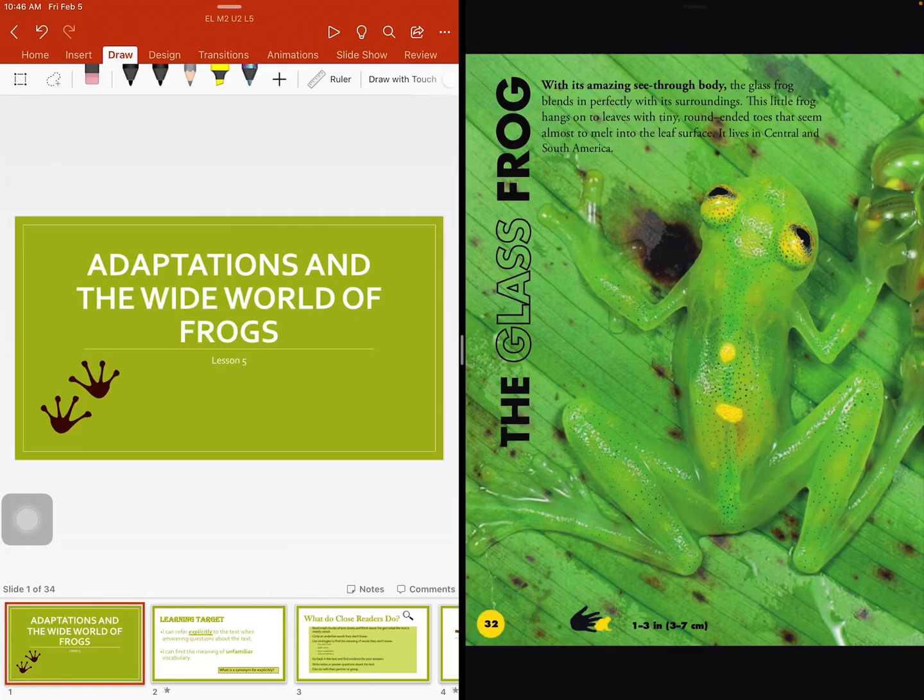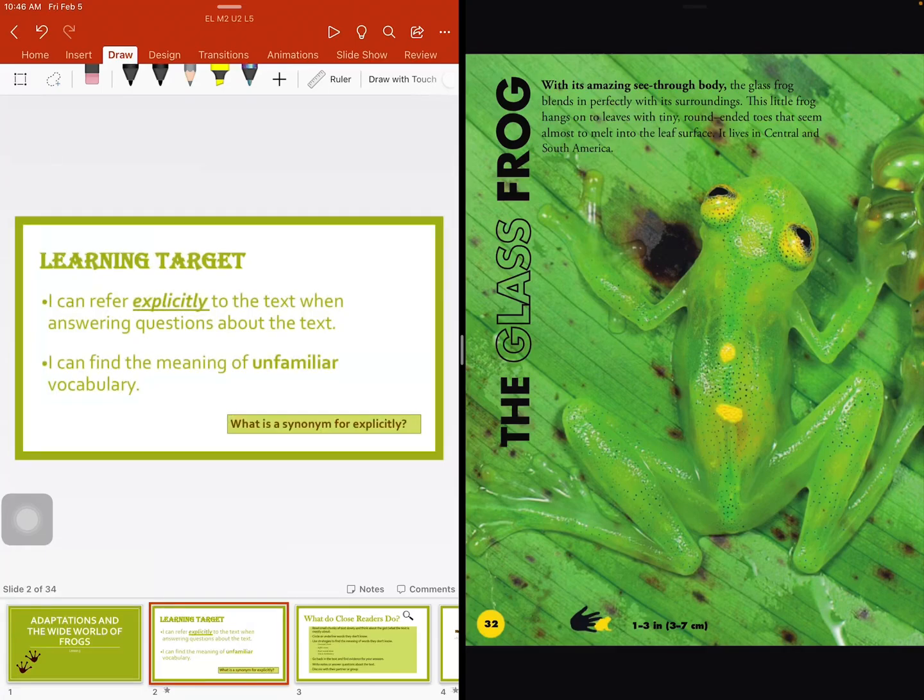Adaptations in the Wide World of Frogs, Lesson 5. Our learning targets. I can refer explicitly to the text when answering questions about the text. I can find the meaning of unfamiliar vocabulary. What is a synonym for explicitly? Yeah, it kind of states it right out, right? There's no hidden meaning. It tells you right then and there.